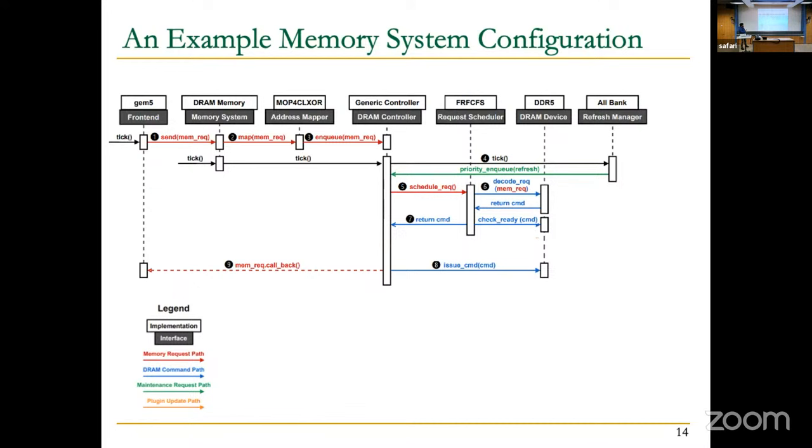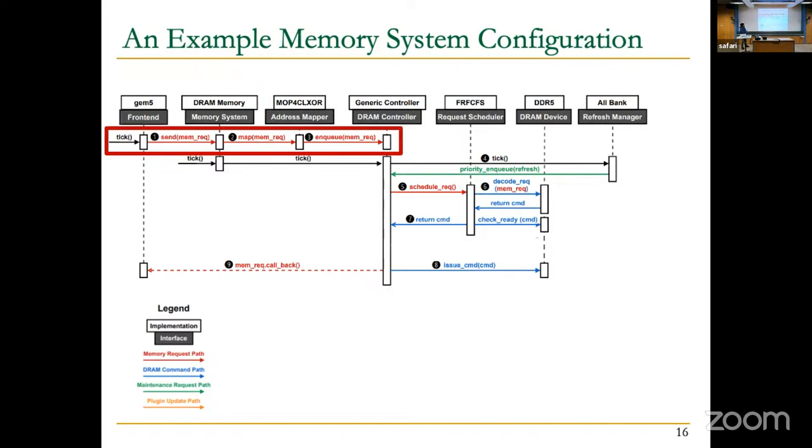So the two most important ones, or the two at the top level of the entire system, are a simulation front end. It's responsible for generating memory requests from either, let's say, a trace file, or in this case, it captures the memory request from Gem5 and translates it into the memory request format of Ramulator. And then the front end will be responsible for sending those memory requests to the memory system. So the memory system is an encapsulation of everything in the memory system, which is basically everything else.